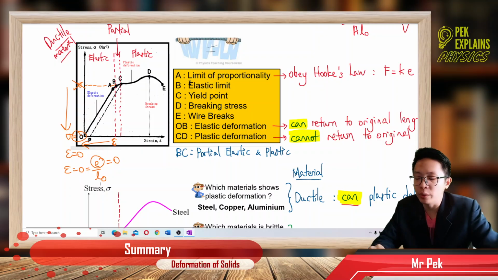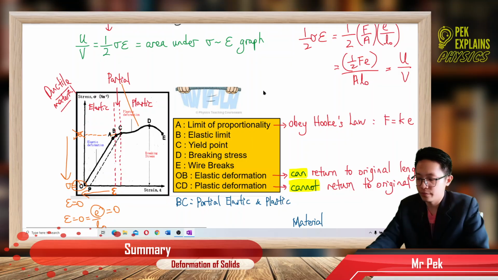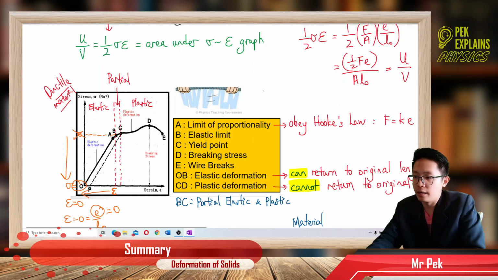You see, between the point A and B, A is the limit of proportionality, B is the elastic limit. Between A and B is actually a bit curved. It's like this. Let me show you. Sorry. From O to A.